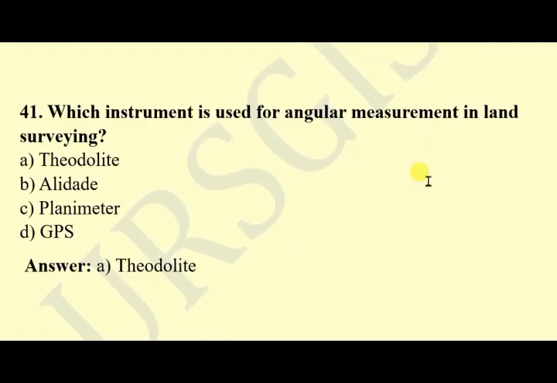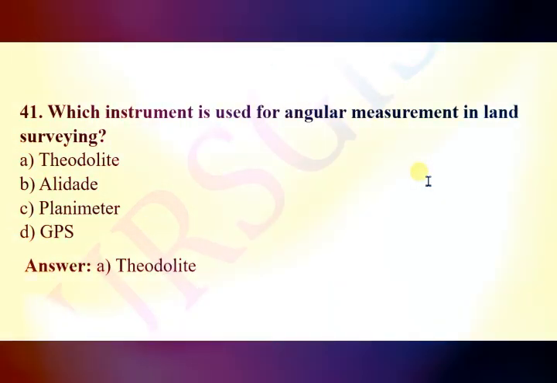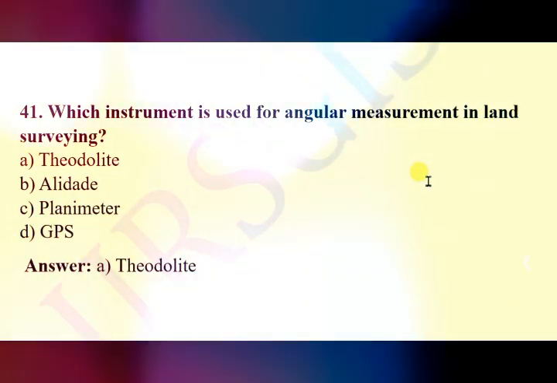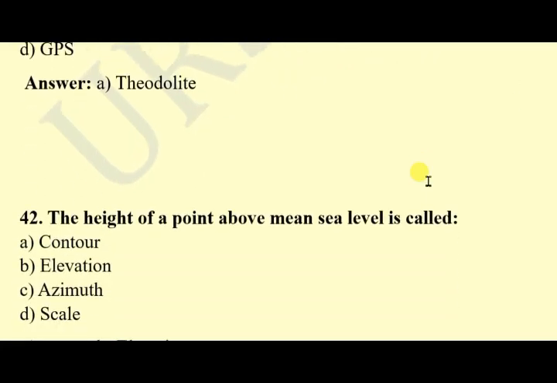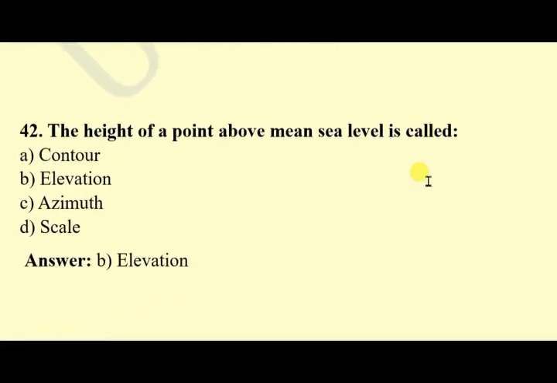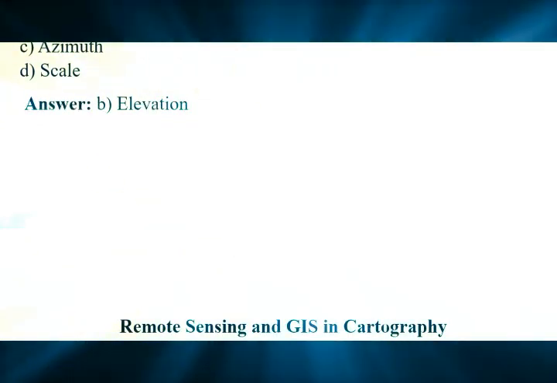Question 41. Which instrument is used for angular measurement in land surveying? Theodolite, alidade, planimeter, GPS. Here the right answer will be theodolite. Question 42. The height of a point above mean sea level is called contour, elevation, azimuth, scale. Here the right answer will be elevation of that point.